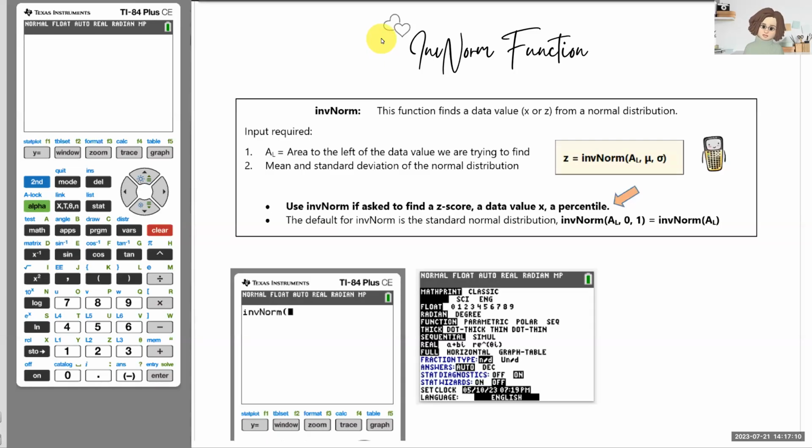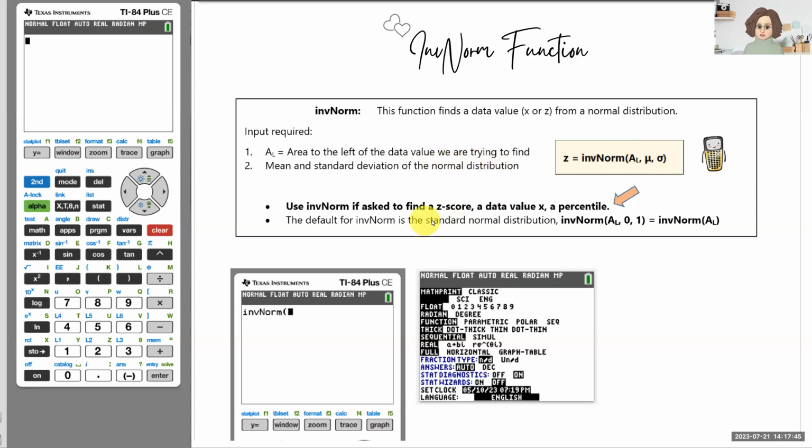Welcome. Here we'll take a look at using the inverse norm function on our graphing calculators to find a data value from a normal distribution. Here we're going to work with standard normal, so we'll work with z-scores. To find an unknown z-score, the inverse norm function will take care of that for us as long as we tell it the area to the left of that z-score we're trying to find. And then we include the mean and the standard deviation of the normal distribution.